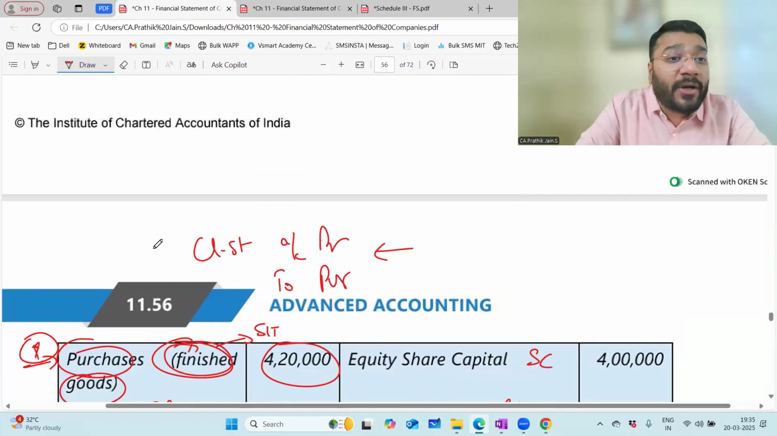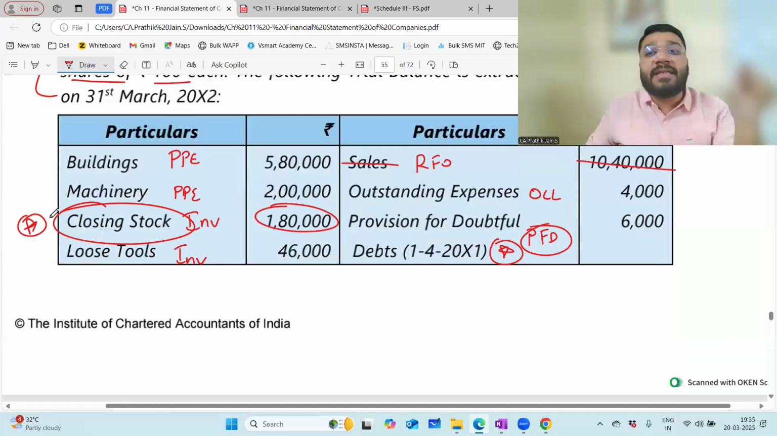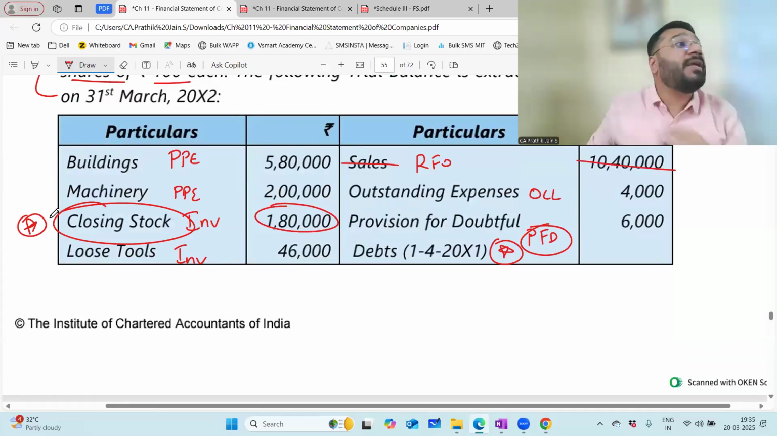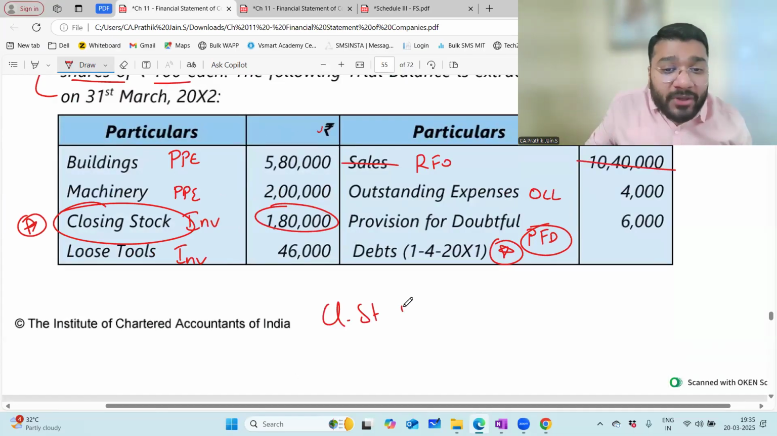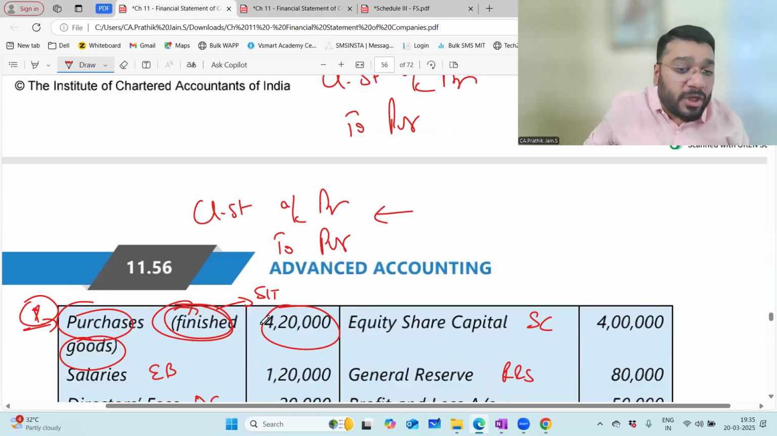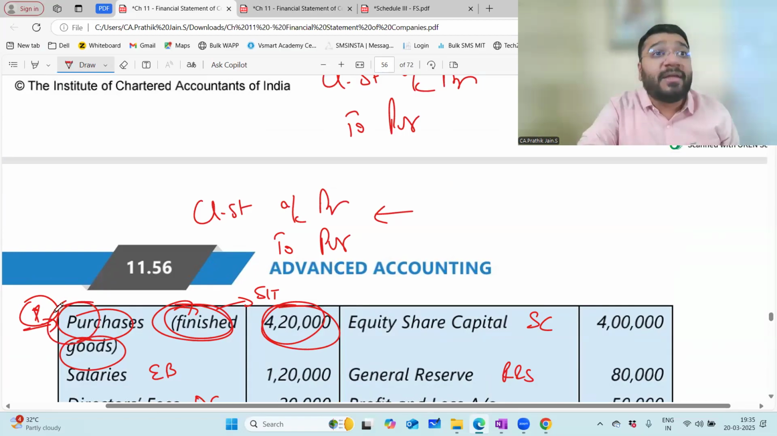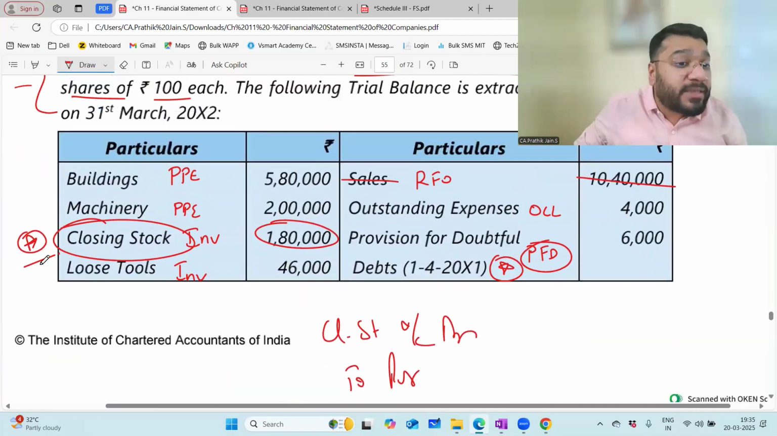If closing stock is coming inside the trial balance, it is only because of the journal entry that you have passed. So what journal entry have you passed? Closing stock account debit to purchase, which means the purchase shown in your trial balance is not the gross value, it is the adjusted value. It is the adjusted purchase. Even though the word adjusted purchase is not given, it is understood, because if the closing stock is coming inside the trial balance, this entry is passed.